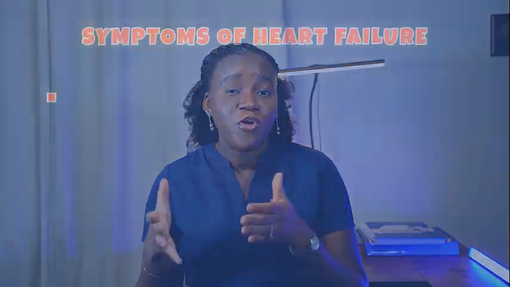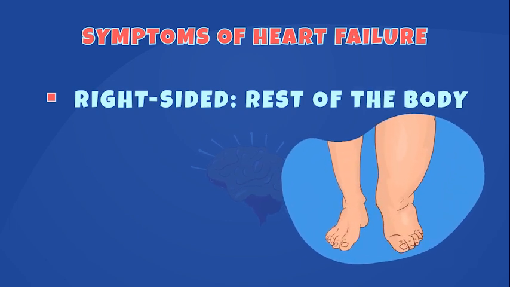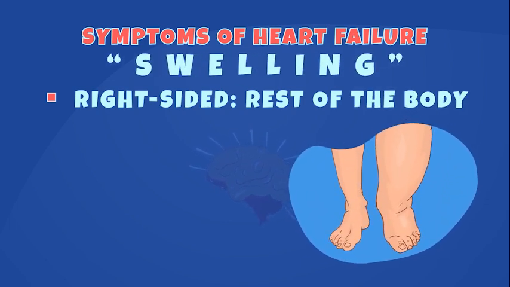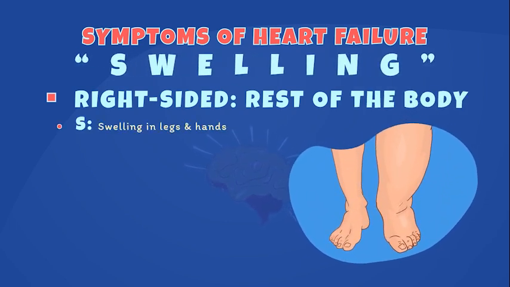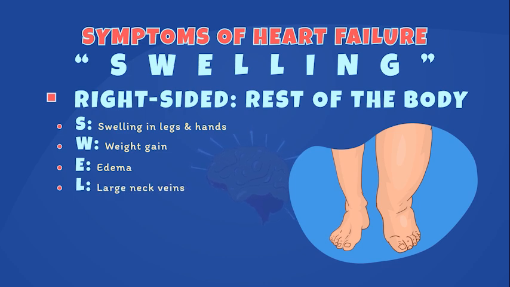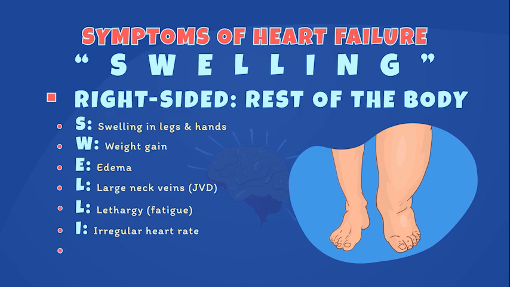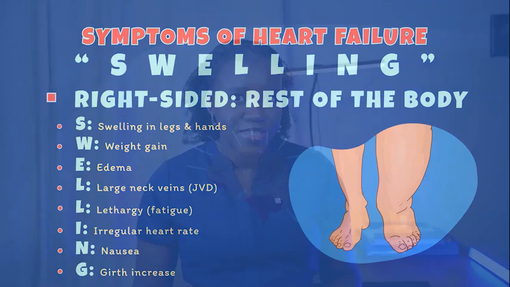Memory trick here for right-sided heart failure. Remember SWELLING, right? S for swelling in the legs and hands. W for weight gain. E for edema. L for large neck vein, so JVD. Then we have L for lethargic, so the patient will be tired, right? And then we have I for irregular heartbeat, N for nausea, and G for GI upset.